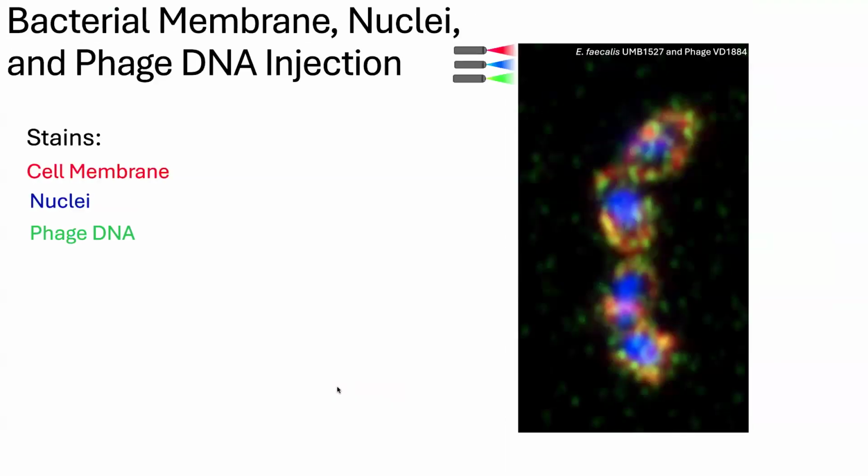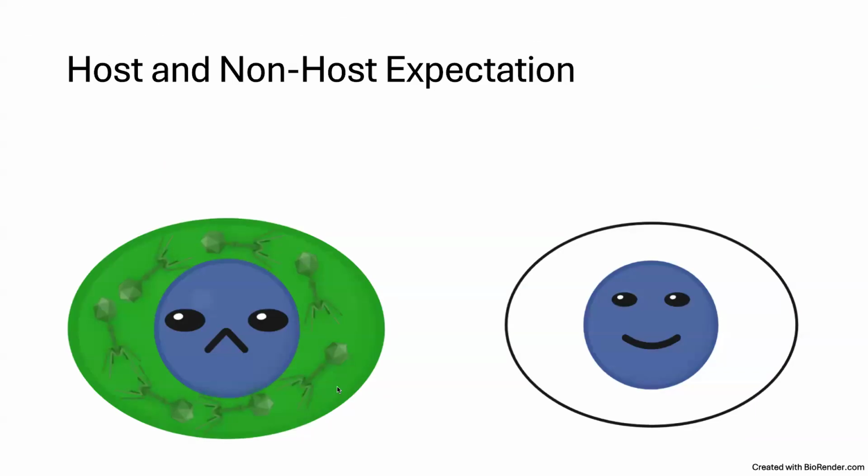Then we wanted to turn all 3 of our lasers on. And so we can see the membrane of the bacteria, the nuclei, and the phage DNA within the bacteria. So we were able to see that all 3 of our stains work, and we can see that phage DNA insertion as well. Then we wanted to do host and non-host imaging, and we did the same thing as we did with the TEM, with the same pairings.